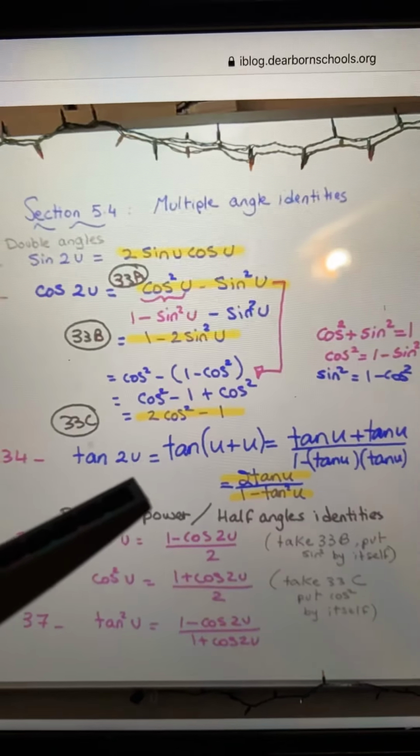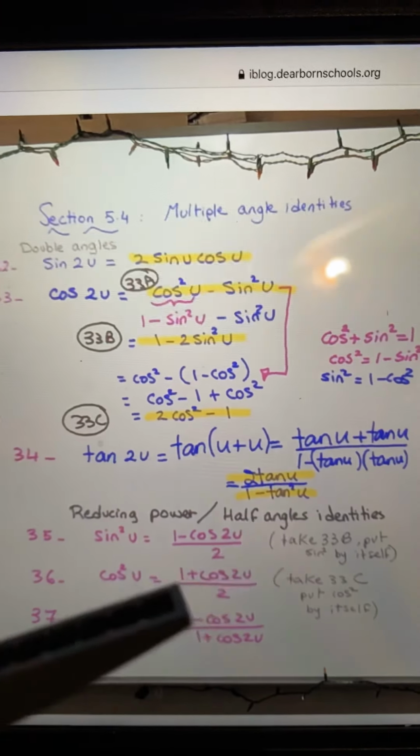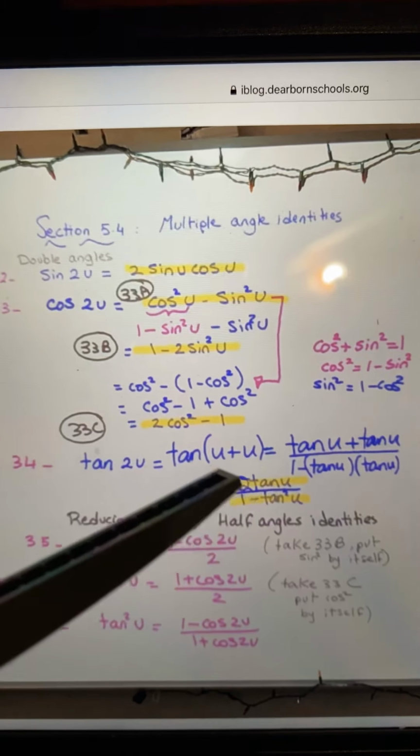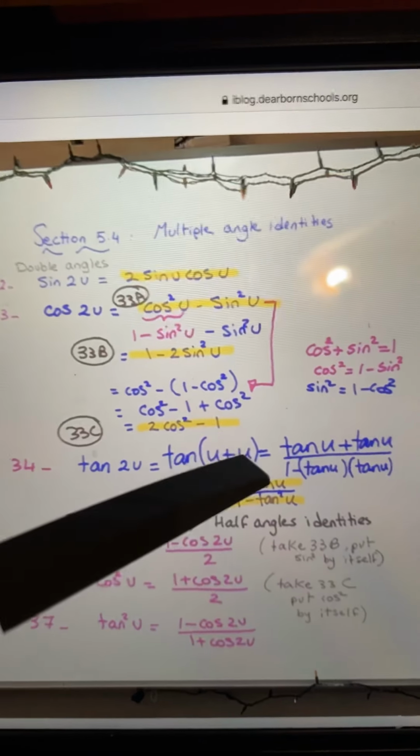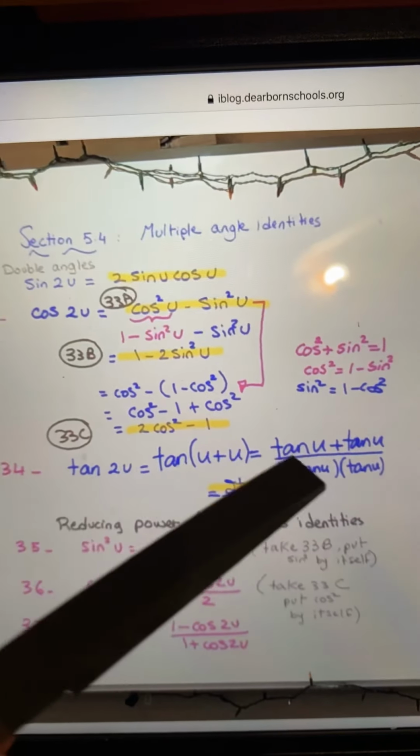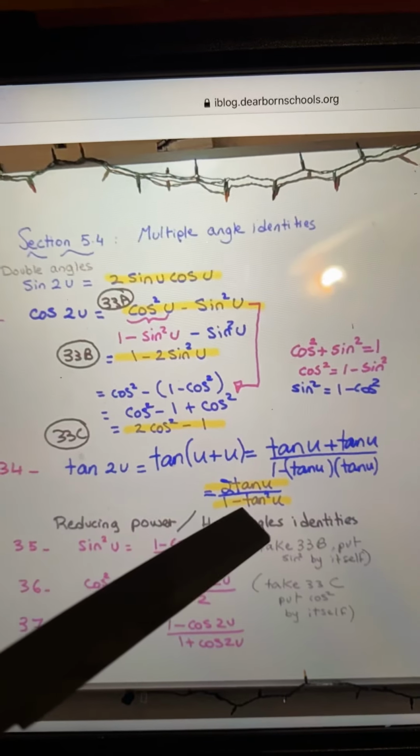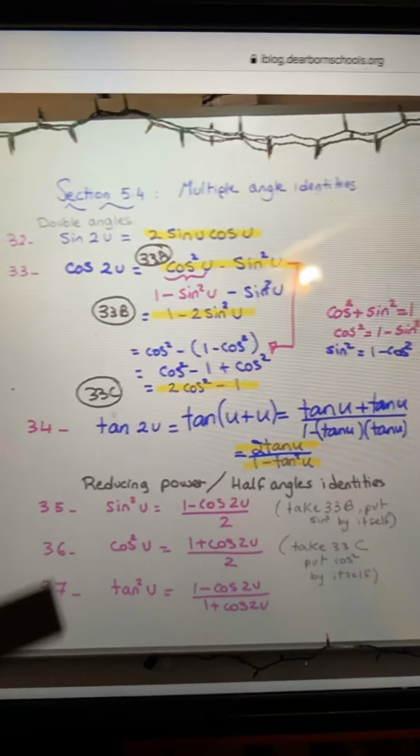For tan of 2u equals 2 tan u over 1 minus tan squared. And what I did here is I put it as a sum. So I went back to the sum identity, u plus u. So if you go back to the sum identity, you can see how you can get this identity, which is 2 tan u over 1 minus tan squared.